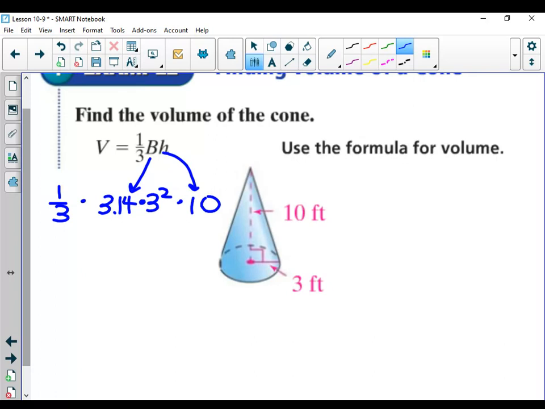I do like to take little shortcuts, like 3 squared, 9 times 10. That'll do it. So if I do a little bit of mental math, then I have a lot less to type in. Savannah, what do you think? 94.2. Leighton, were you going to say that? Feet cubed. We're back to volume cubed. Anybody need help getting their calculator to say 94.2?